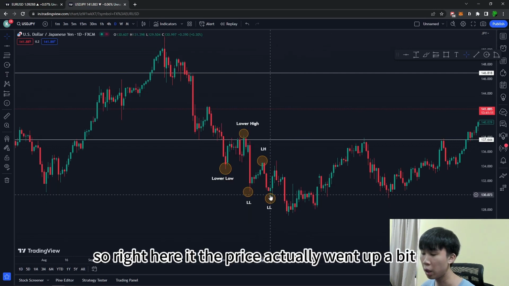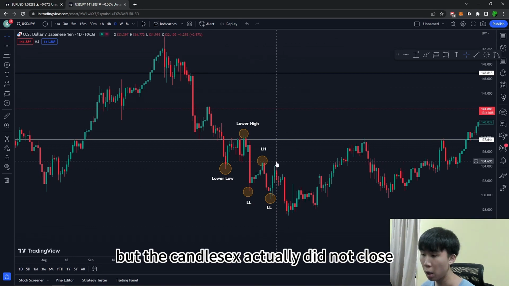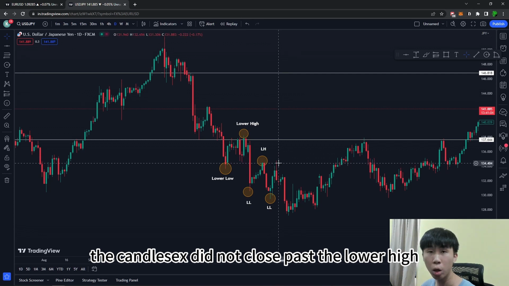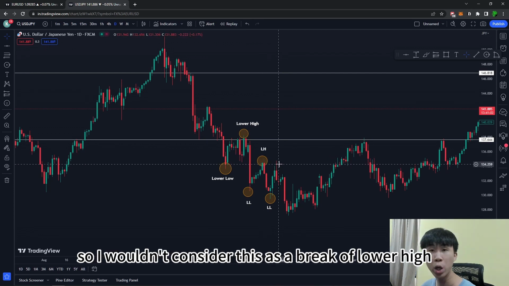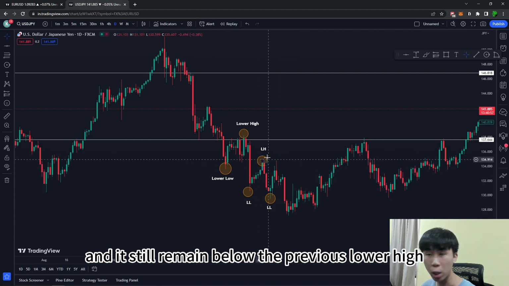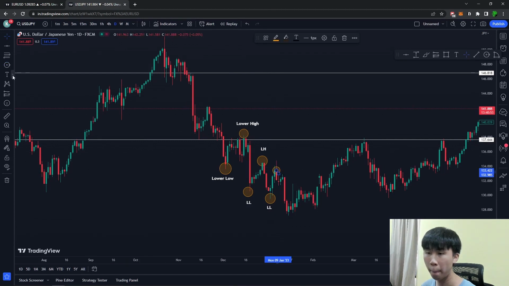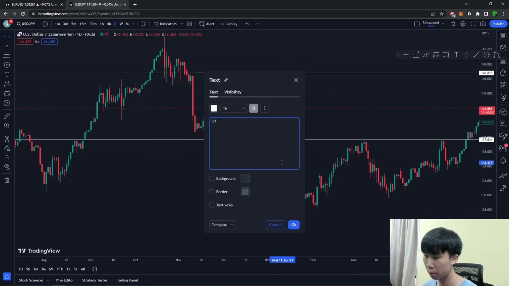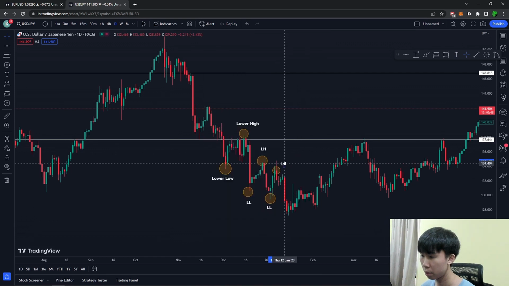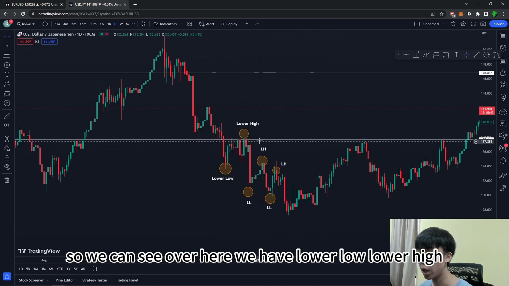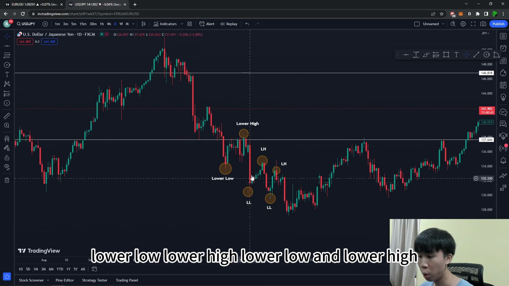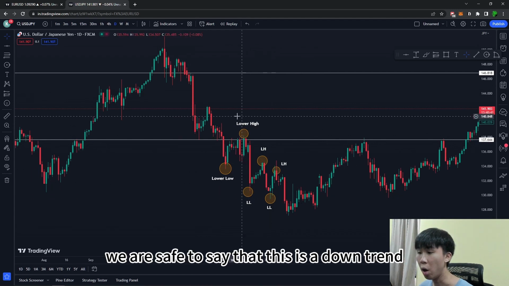So right here, the price actually went up a bit, but the candlesticks did not close past the lower high, so I wouldn't consider this a break of lower high, and it still remained below the previous lower high. So this is another lower high that is formed. So we can see over here we have lower low, lower high, lower low, lower high, lower low, and lower high. We are safe to say that this is a downtrend.